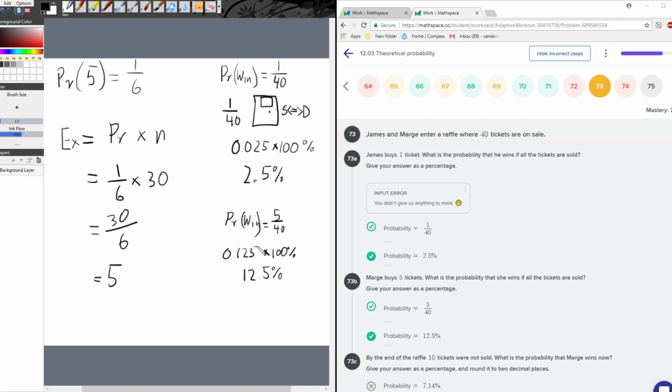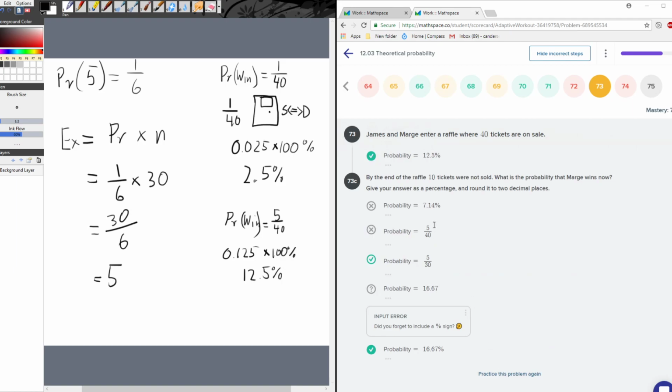Nice and simple. Now, the third question here says, by the end of a raffle, 10 tickets weren't sold. So that means that there's only 30 tickets in the raffle, because there was 40 to begin with. Now there's 10 less, so there's 30 tickets in total. So now the probability of her winning would be 5 out of 30.